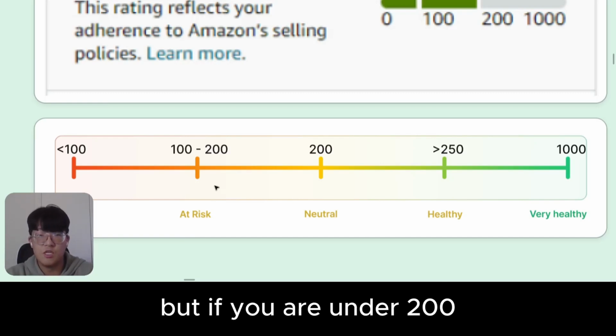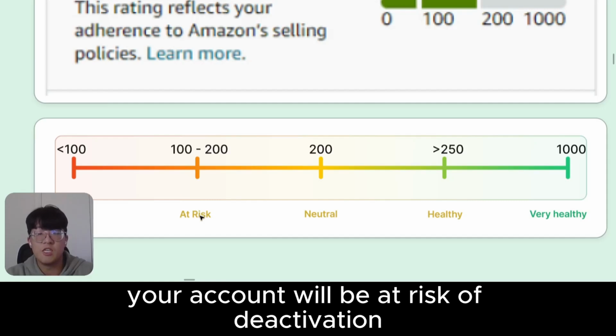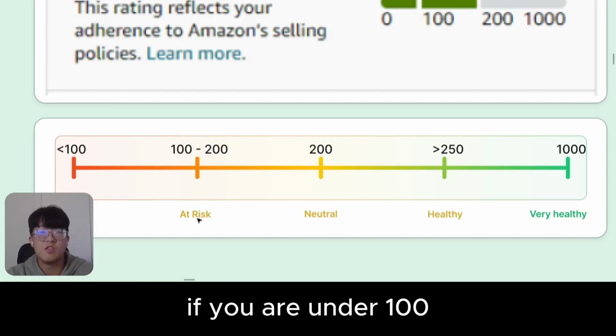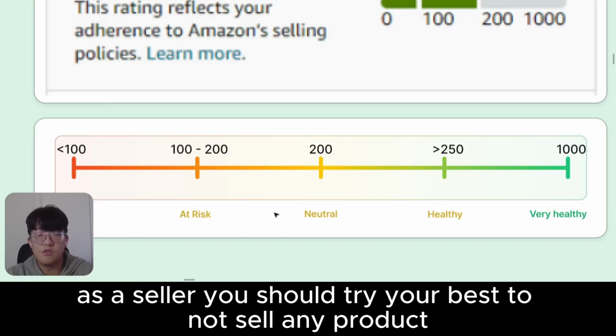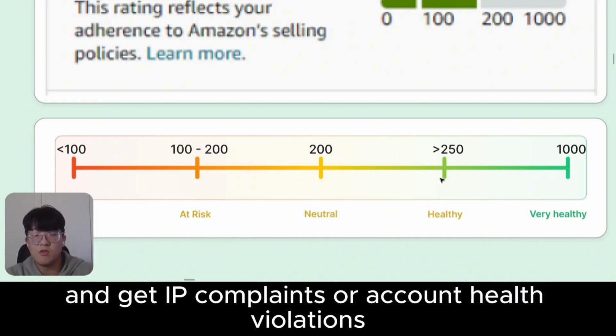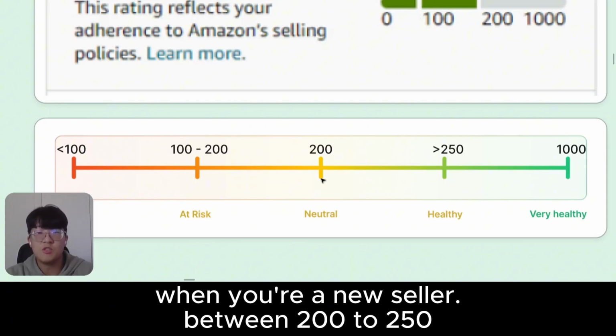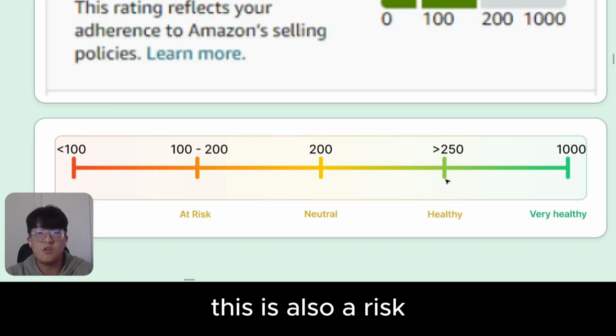But if you are under 200, between 100 and 200, your account will be at risk of deactivation. If you are under 100 for whatever reason, your account is in danger. It can get suspended at any moment. As a seller, you should try your best not to sell any product that gets IP complaints or account health violations when you're a new seller. Between 200 and 250, this is also a risk.